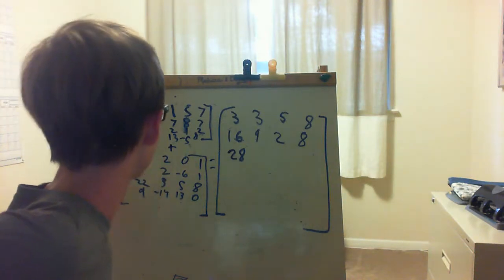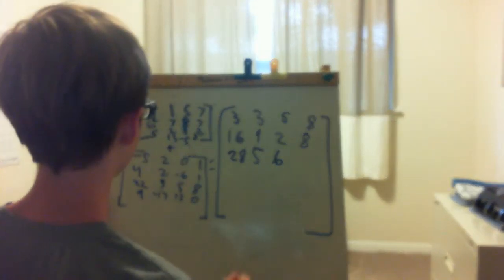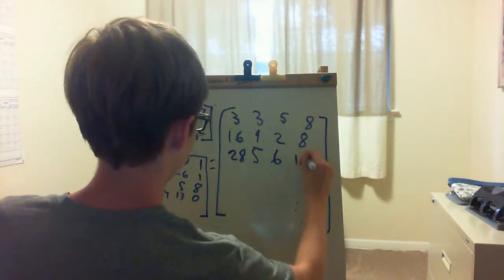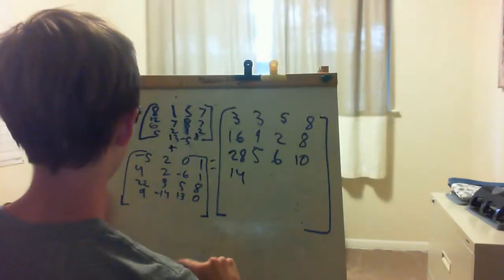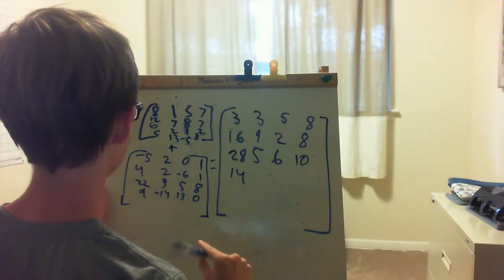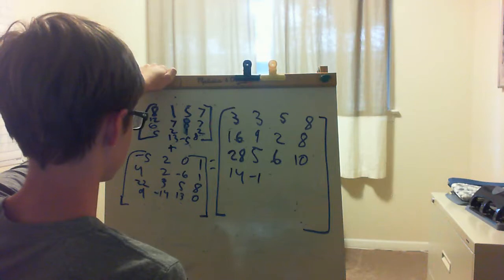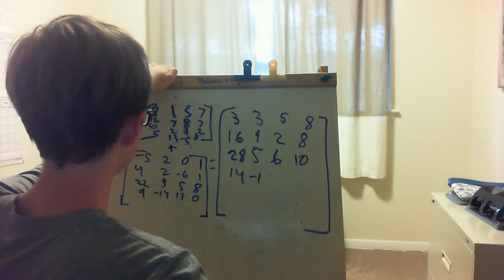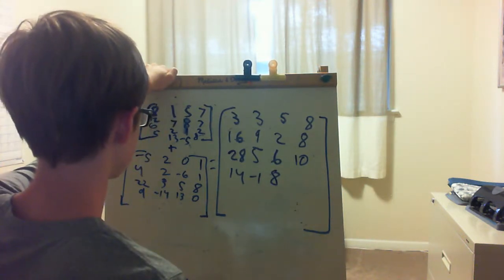Okay. Anyways, 2 plus 3 here, we get 5. 1 plus 5, 6. 2 plus 8, 10. 5 plus 9, 14. 13 plus negative 14, negative 1. Negative 5 plus 13, 8. 8 plus 0, 8.